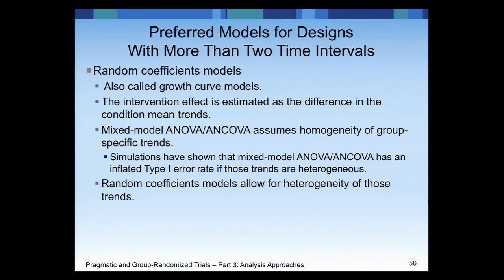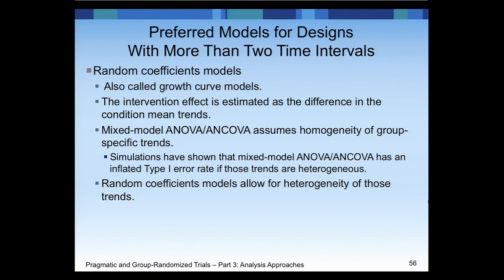The trends can be linear, that's common. They don't have to be though, they can be nonlinear. The mixed model ANOVA or ANCOVA, the simpler analysis that we talked about for 1 or 2 time intervals, assumes homogeneity of group-specific trends. That may not be true for the data that we're working with, and simulations have shown that that simpler mixed model ANOVA or ANCOVA has an inflated type 1 error rate if those trends are heterogeneous. The random coefficients analysis allows heterogeneity in those trends. That's the strength of this approach, and that's why we recommend it for analyses where we're trying to model more than 2 time intervals in the analysis.